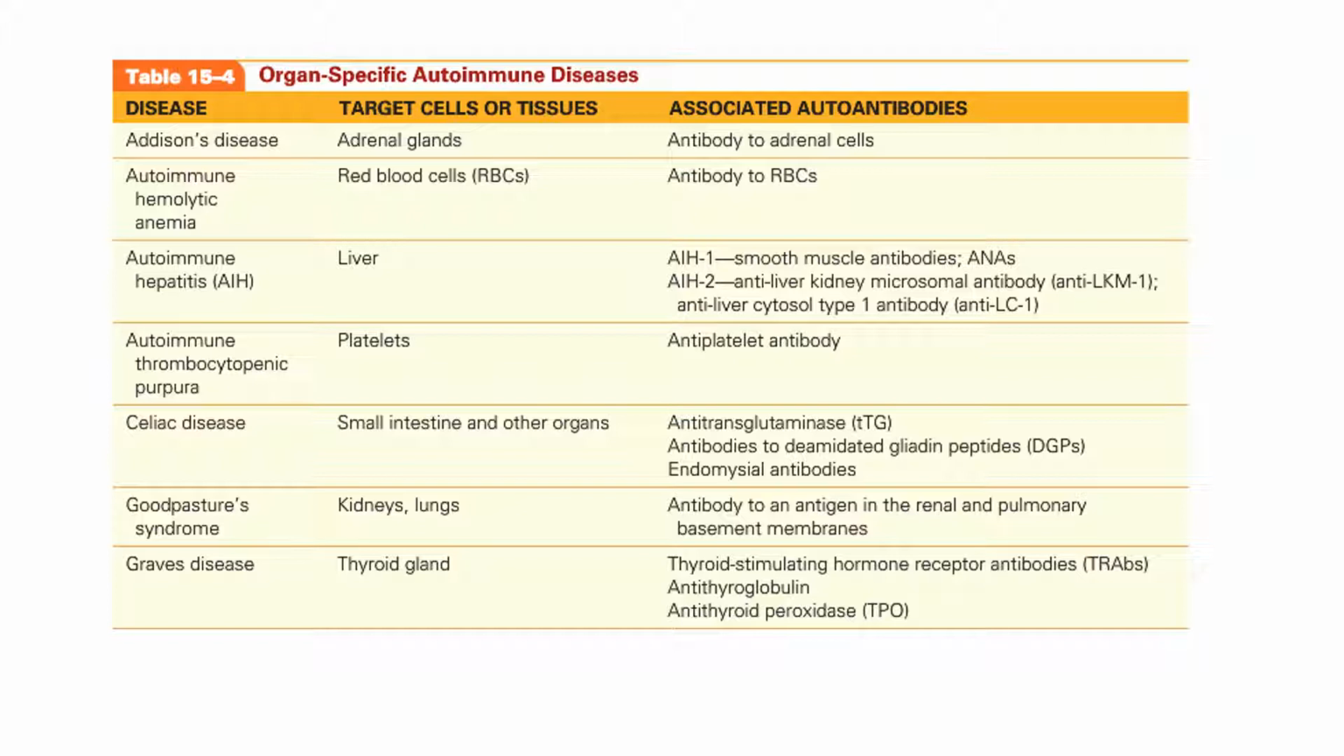Okay. Now we're going to get into a series of diseases that are organ specific. And if you notice, all these charts are in your textbook in the chapter. But if you notice, for Addison's disease going on down the line, you have an antibody that is specific to the type of cells within said organ and causes a specific disease.